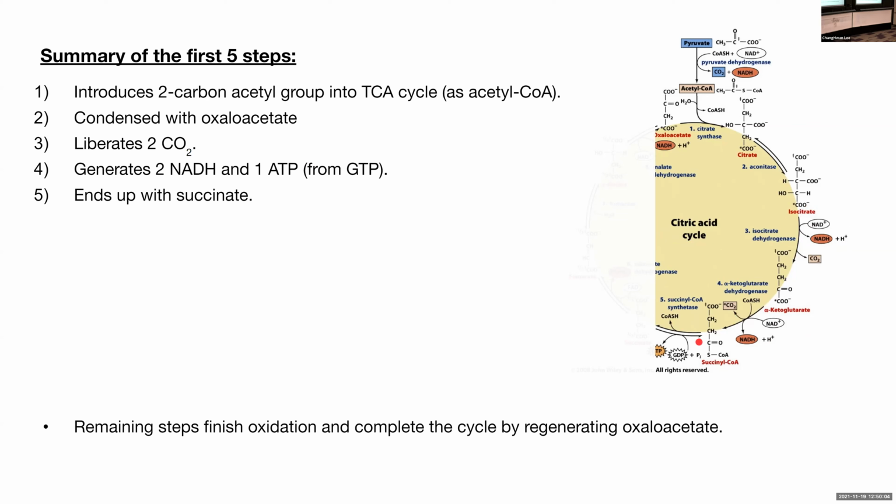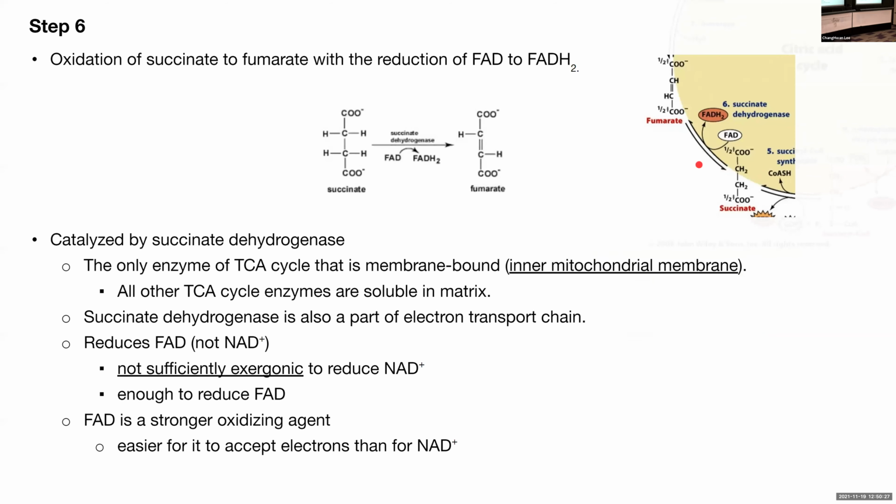And also 1 GTP molecule on step 5, which will be converted to ATP later on, and it ends up with the succinate here. And the remaining steps is a further oxidation to make it into a carbon dioxide. And the complete this cycle to regenerate the starting material, which is oxaloacetate there. All right, so we're going to talk about the step 6, 7, and 8 here.